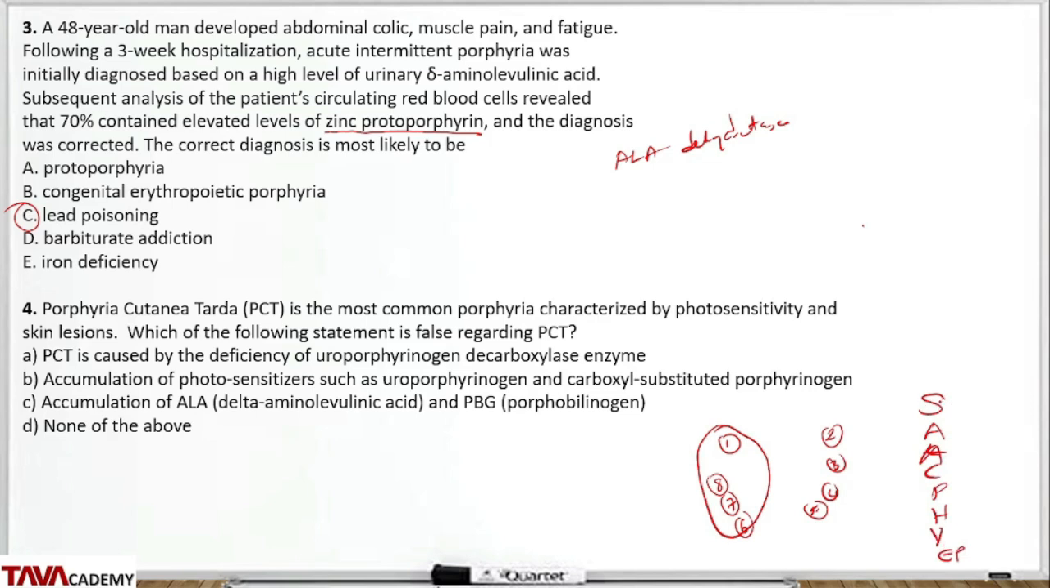So S stands for sideroblastic anemia. A stands for ALA dehydratase deficiency porphyria. The second A stands for acute intermittent porphyria. C is congenital erythropoietic porphyria. The next P is porphyria cutanea tarda. So in porphyria cutanea tarda, there is usually no accumulation of ALA and PBG. So this is the odd one here, so this answer is the wrong one here. So to finish up, H stands for hereditary coproporphyria, V is variegate porphyria, and EP is erythropoietic protoporphyria.